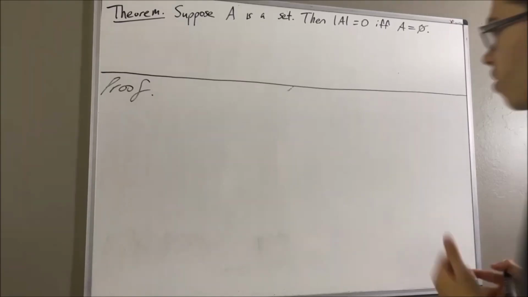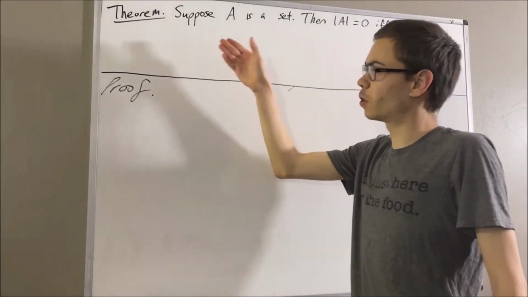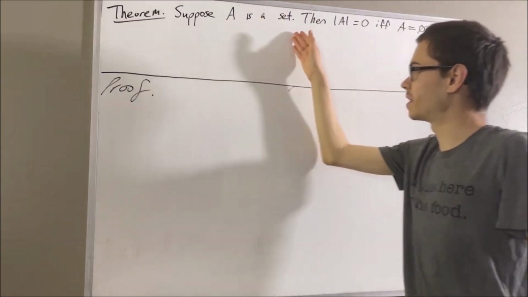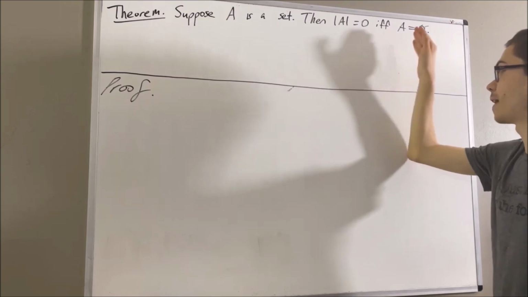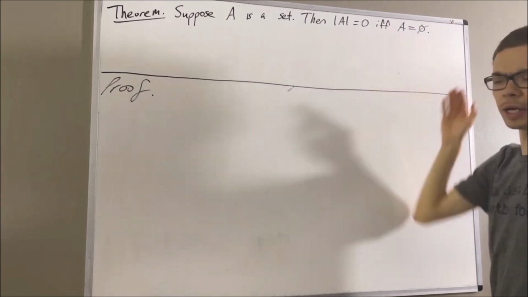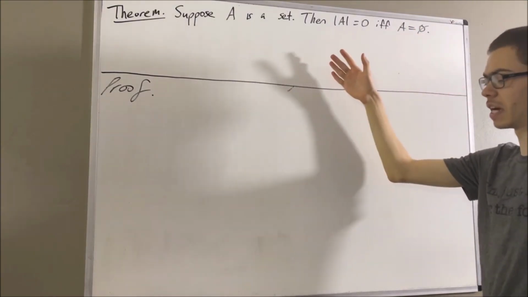Hello! In this video, we are going to prove the following theorem. Suppose A is a set. Then A has 0 elements if and only if A is the empty set. Okay, now before we get into the proof, let's get some context.